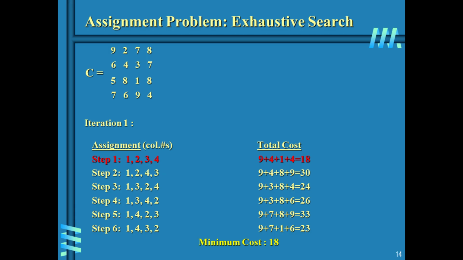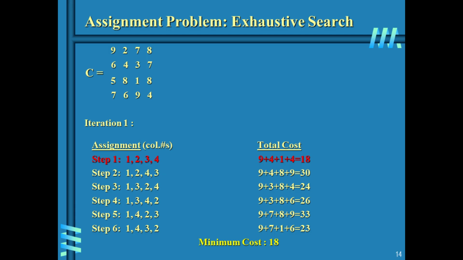So in iteration number 2, step 1, assigning job 2 to person 1, job 1 to person 2, job 3 to person 3, job 4 to person 4, whose total cost is 13. In step number 2 of iteration 2, assigning job 2 to person 1, job 1 to person 2, job 4 to person 3, and job 3 to person 4, whose total cost is 25.